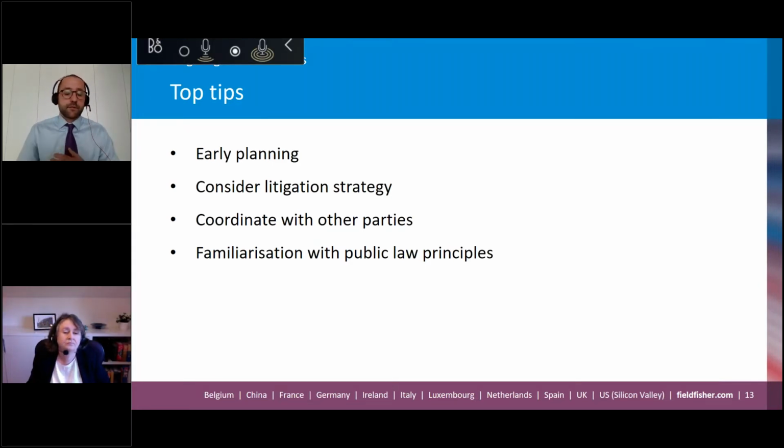And lastly, as I've tried to stress, familiarization with public law principles is really, really important. It is important to understand the public law nature of these challenges, because those are the grounds upon which these appeals can be brought. And this is what Sarah will be speaking about next. So that's it from me, and I'll hand over to Sarah.